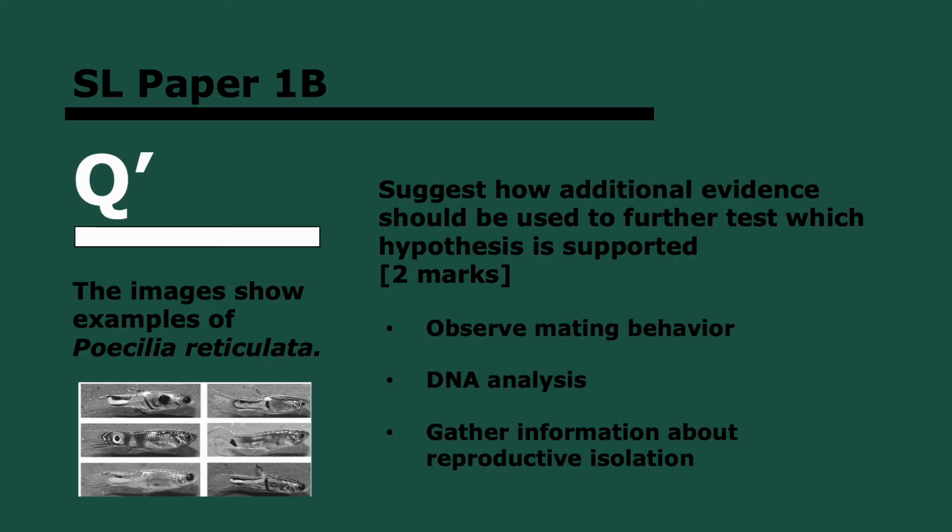So you could look at the mating behavior, so look at whether they mate or not. Best, I think, is to do DNA analysis, as it's suggesting. That's the most sure one, the most secure one. And thirdly is to gather information about reproductive isolation, which again is basically the same as the first, but reworded, right? So look at whether they can reproduce or not.